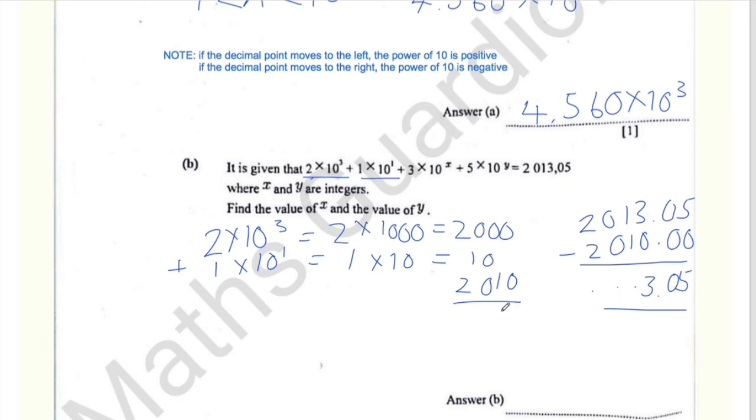Now, after that, what we need to do is equate the remaining numbers. We're going to use a certain kind of logic here. You can see here that 3 times 10 to the power x plus 5 times 10 to the power y is equal to 3.05. The logic which we are going to use here is that it must mean that 3 times 10 to the power x must be equal to 3, and 5 times 10 to the power y must be equal to 0.05.